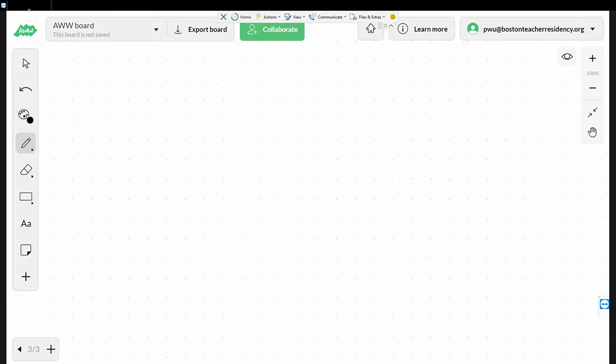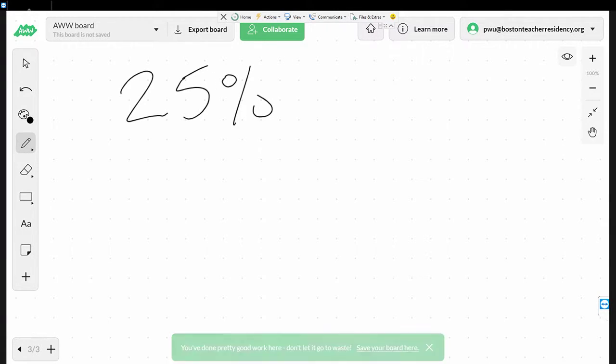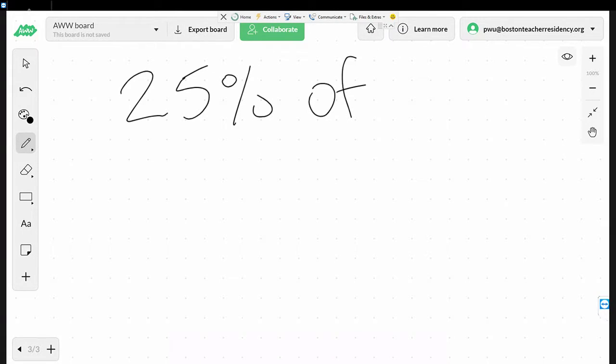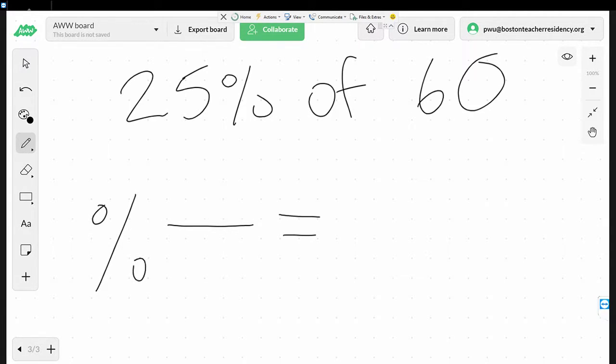So let's say we're looking for 25% of, let's say, 60. So we're immediately going to set up our is over of. We have a percent over here, is and of, and then 100 down here next to our percent. So all we have to do is annotate our problem to group numbers with each symbol.